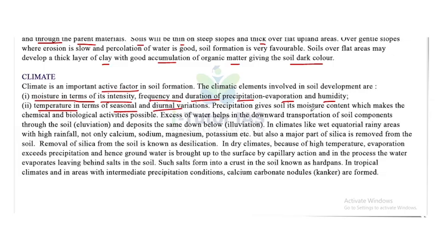Precipitation gives soil its moisture content, which makes chemical and biological activities possible. Excess of water helps in the downward transportation of soil components through the soil and deposits them down below. In climates like wet equatorial rainy areas with high rainfall, not only calcium, sodium, magnesium, potassium, etc., but also a major part of the silica is removed from the soil.